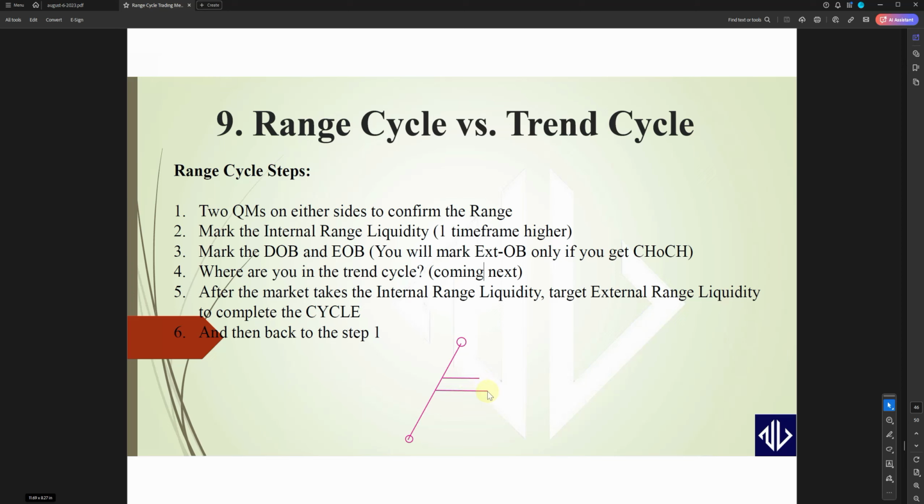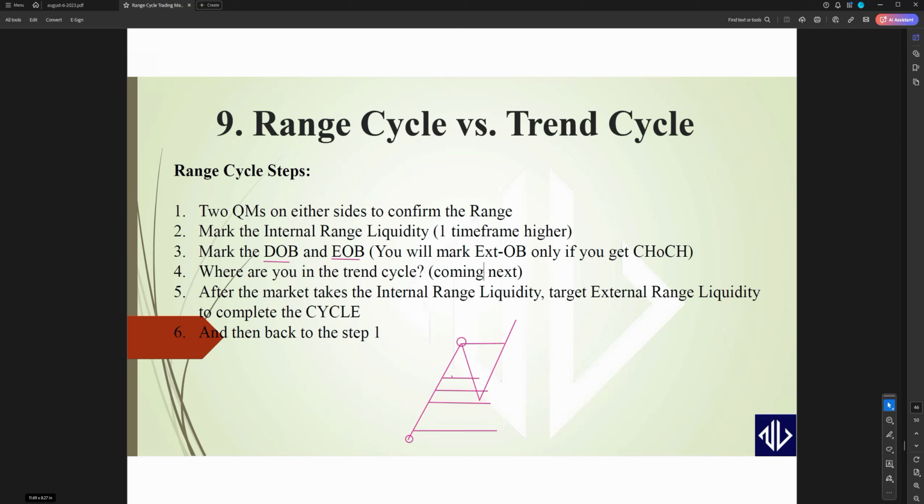And below the internal range liquidity, what do we have? We have some order block. This could be the decisional order block or extreme order block. Extreme order block is always at the extreme. And then we are looking for the price to take this internal range liquidity and then to continue for the external range liquidity and make another breakup structure.